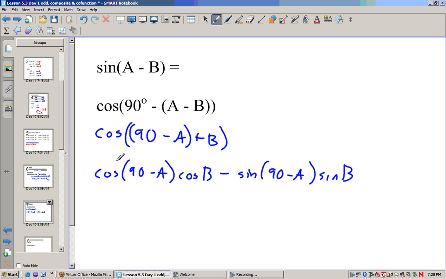Now, we know cosine of 90 minus A is sine of A, and we know sine of 90 minus A is cosine of A. So now we have a new rule that the sine of A minus B is equal to sine A cosine B minus cosine A sine B. And I am finished.